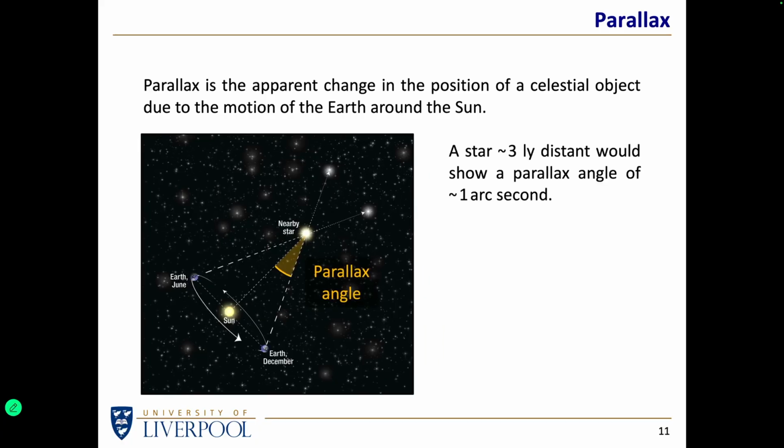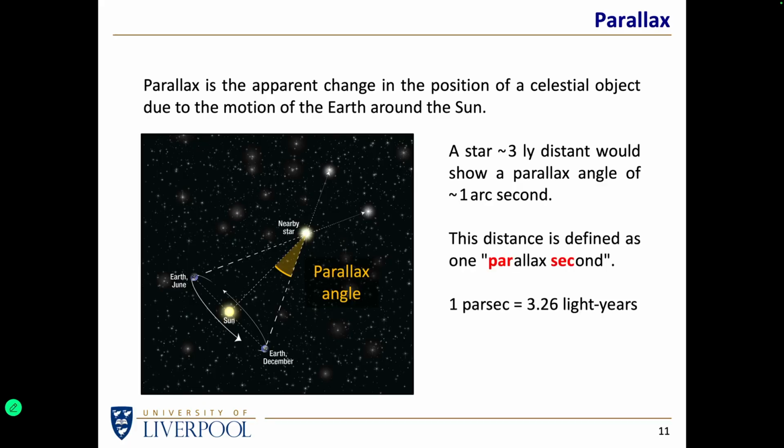And if we think about the actual size of the angle, remember that about 3 light years would give us a parallax angle of 1 arc second. Remember, an arc second being 1/60th of an arc minute, which is itself 1/60th of a degree. So even a nearby star at 3 light years would have a parallax angle of 1 arc second. And that distance is known as a parallax second, usually abbreviated to a parsec.